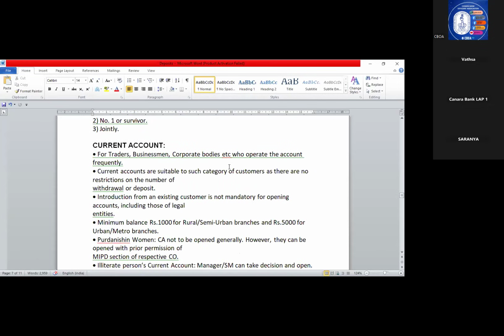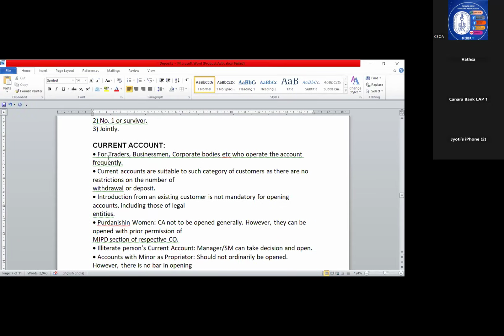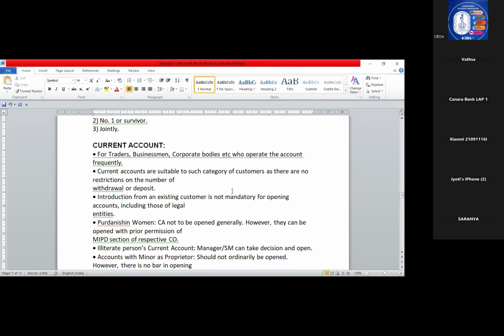Okay. Then current account. When we come to current account, you know the current account, there is no interest. First thing. And I told this is wrong. Delete this. Okay. For traders, I told rural 1,000, semi-urban 2,000, urban 5,000, metro 7,500. That is the minimum balance which they have to maintain in the current account. Okay, current account is opened only for the business purpose.